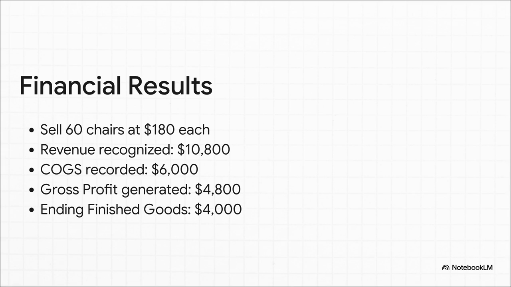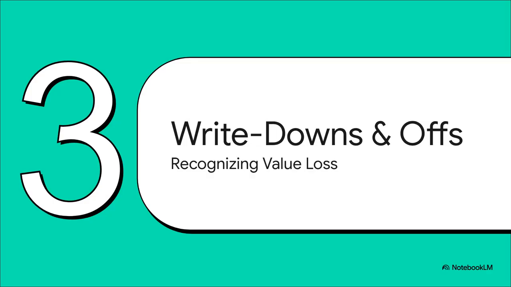The remaining 40 chairs in the warehouse? They're correctly valued on the balance sheet at their $4,000 unit cost, just waiting for the next customer. Make sense? Moving right along to Section 3, write-downs and write-offs, recognizing value loss.